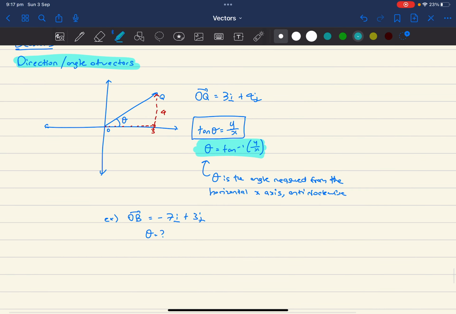So if I just use the formula from before, you have tan theta equals y over x, right? So this is my y, which is 3, divided by x, which is negative 7 in this case. So theta equals tan inverse of 3 over negative 7. If I quickly put that in my calculator, just remember to keep it in degrees mode. So tan inverse of 3 over negative 7.